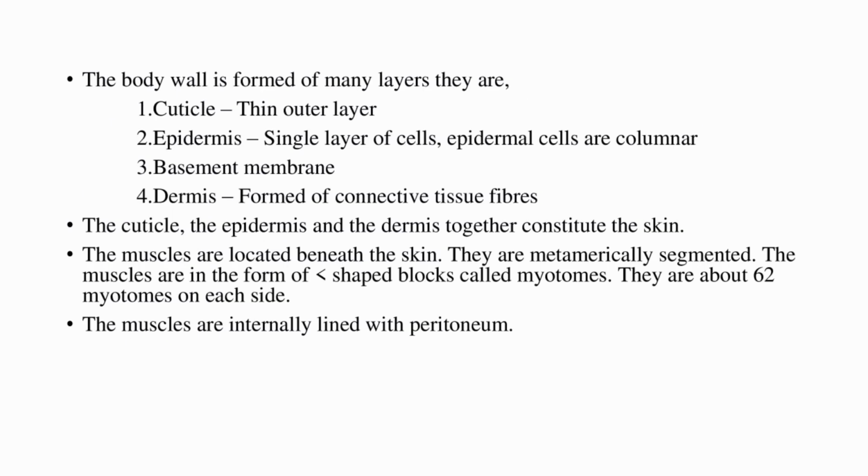Body wall of Amphioxus. The body wall is formed of many layers. They are: first layer is the cuticle layer, a thin outer layer. Second one, epidermis. It is made up of a single layer of columnar cells. Third, basement membrane. The fourth layer is the dermis layer. It is formed of connective tissue fibers. The cuticle, the epidermis and the dermis together constitute the skin.